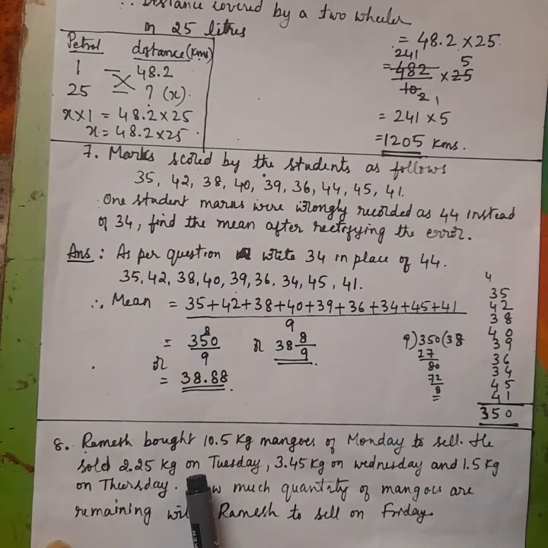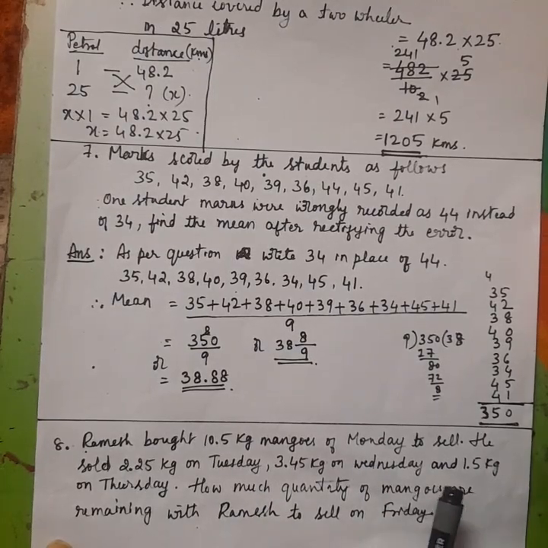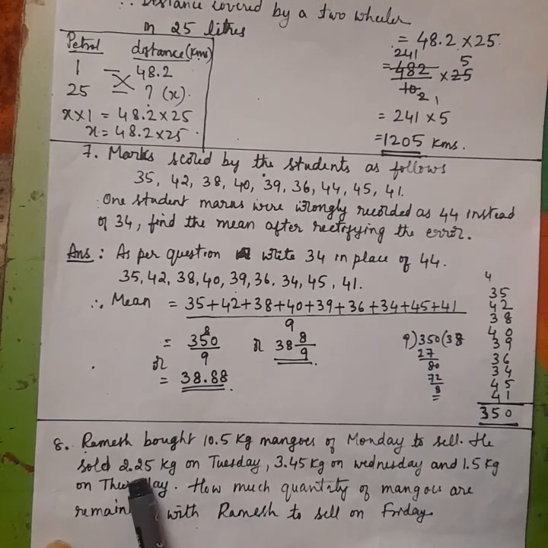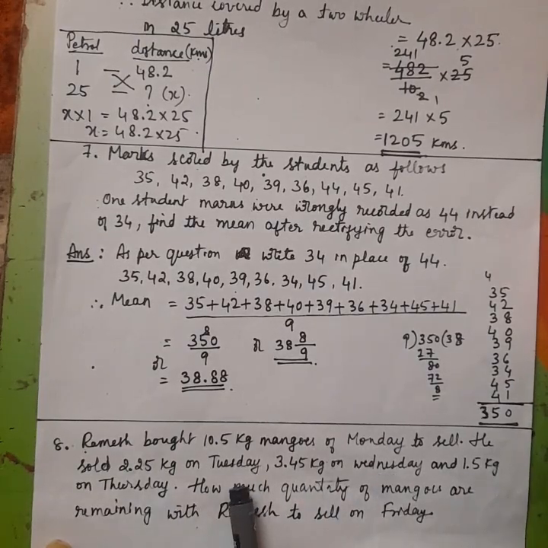So analyze the question. Ramesh bought 10.5 kg of mangoes on Monday. Then he sold some mangoes on Tuesday, Wednesday and Thursday. So what is the remaining quantity of mangoes to sell on Friday? For this, first we have to add these quantities 2.25, 3.45, 1.5, which were sold on Tuesday, Wednesday and Thursday. Then you have to subtract this sum from 10.5 kgs. Then you will get the remaining quantity of mangoes which he will sell on Friday.